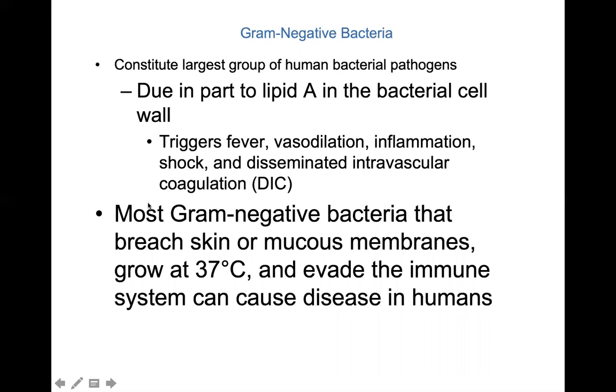All right. So here's the thing. Any gram negative has that lipid A, or LPS, lipopolysaccharide, which triggers fever, like Robert said before, and vasodilation. That's going to cause your blood vessels to dilate, inflammation, shock, and disseminated intravascular coagulation. All right. So I'm going to ask you guys a question again. What component of inflammation is going to cause shock? Anybody remember?